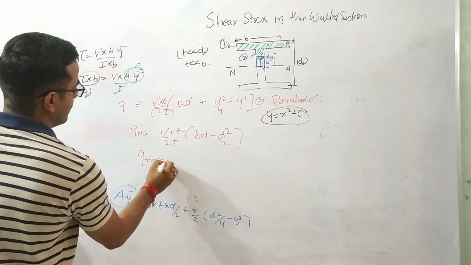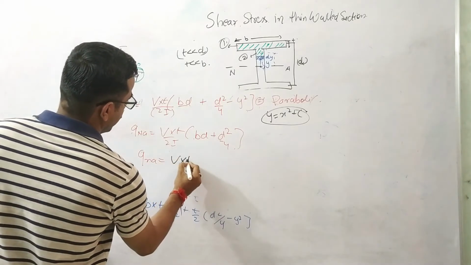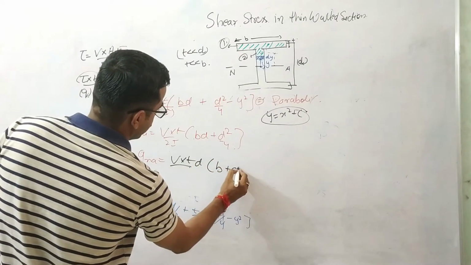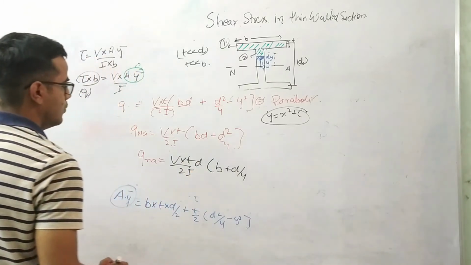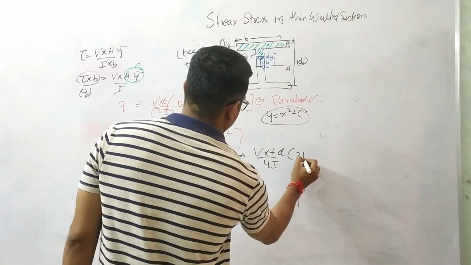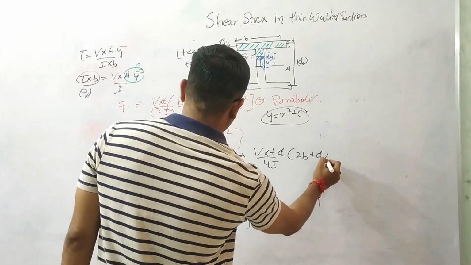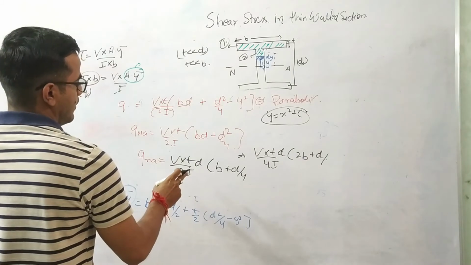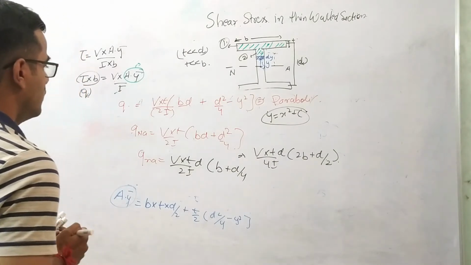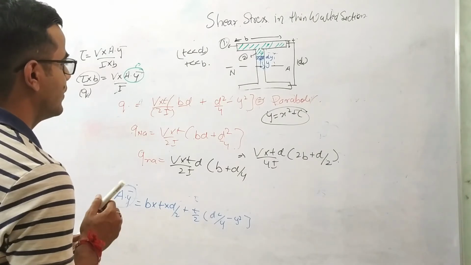So Q at neutral axis will be V into t, if I take d common, d outside, it will be b plus d by 4 over 2I. Or simplify, we can write V t into d over 4I into 2b plus d by 2, if I take 2 common from here. This is the value of Q max which we have calculated at the neutral axis.